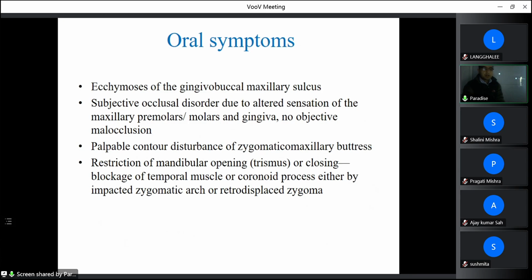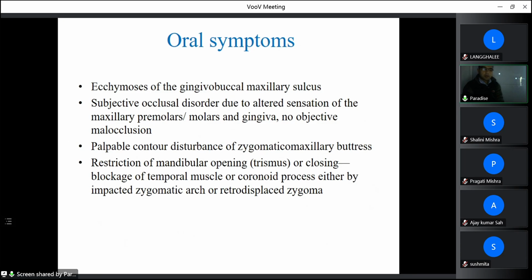Subjective occlusal disorder due to altered sensation of the maxillary premolars, molars, and gingiva. There is no objective malocclusion. In case of ZMC fracture, there is no malocclusion, but there will be loss of sensation due to damage to the maxillary division of the trigeminal nerve.